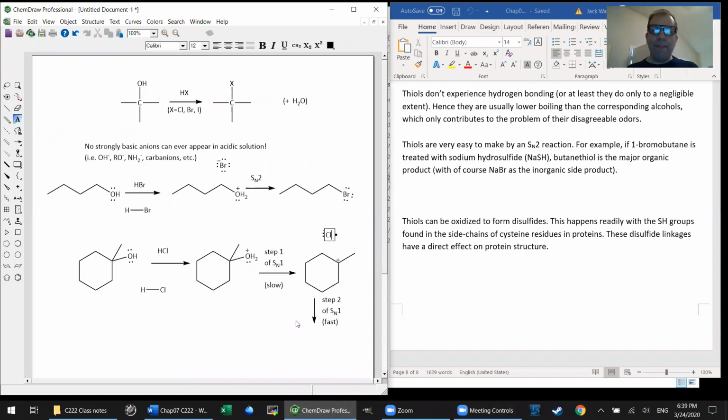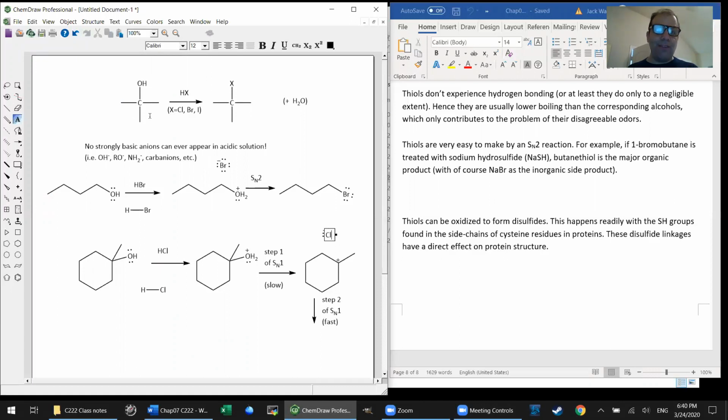Welcome back, everyone. I'd like to pick up where we left off previously, which was introducing the idea that alcohols can undergo a substitution reaction with hydrogen halides, with HCl, HBr, or HI, in order to give the corresponding alkyl halide to whatever alcohol we started with. And this alcohol can be primary, secondary, or tertiary.